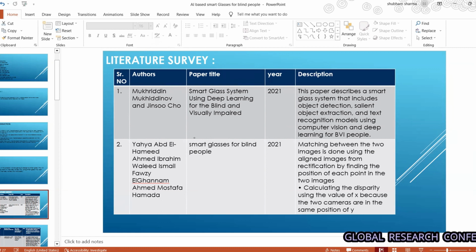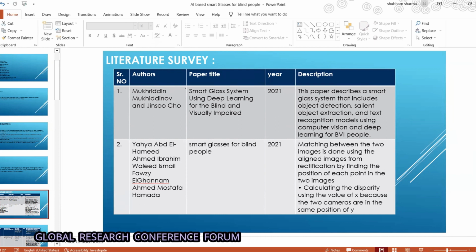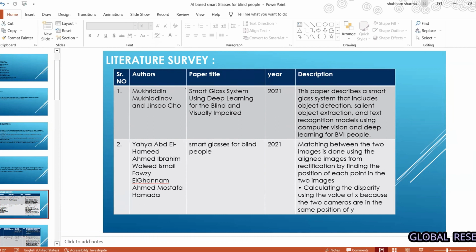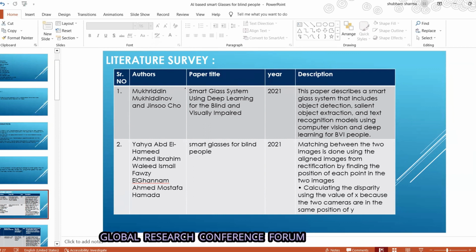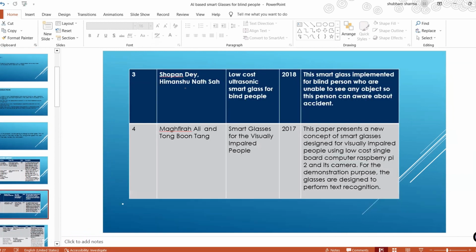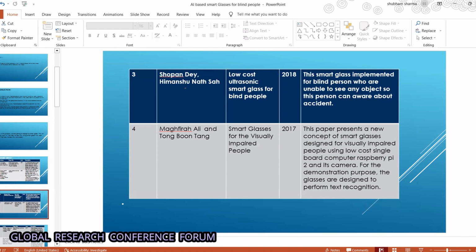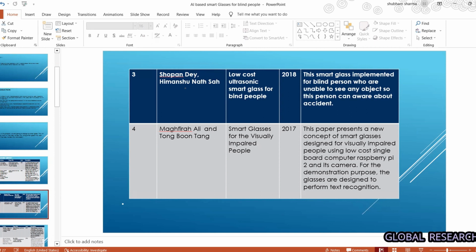Matching between the two images is done using image alignment from rectification, by finding the position of two points in the two images and calculating the disparity using the values of x, because the two cameras are in the same position. The third one is a low-cost ultrasonic smart glass. Basically, this is used just to detect objects. This was published in 2018.